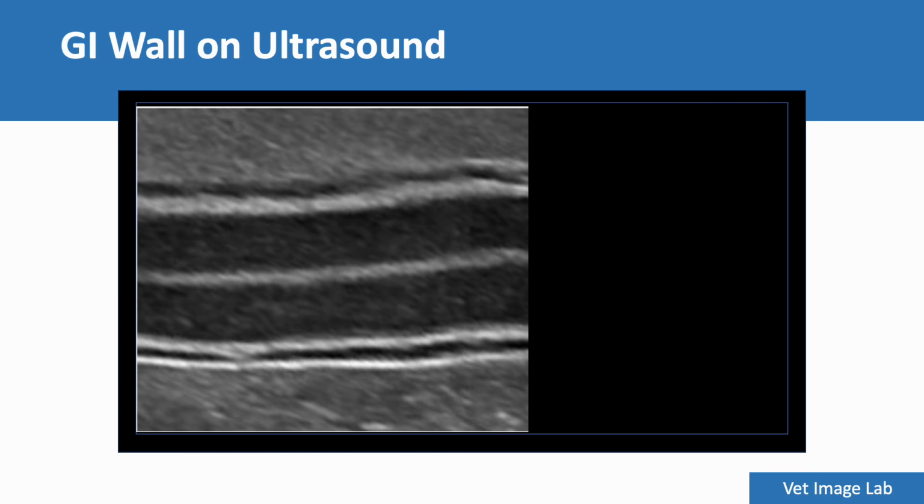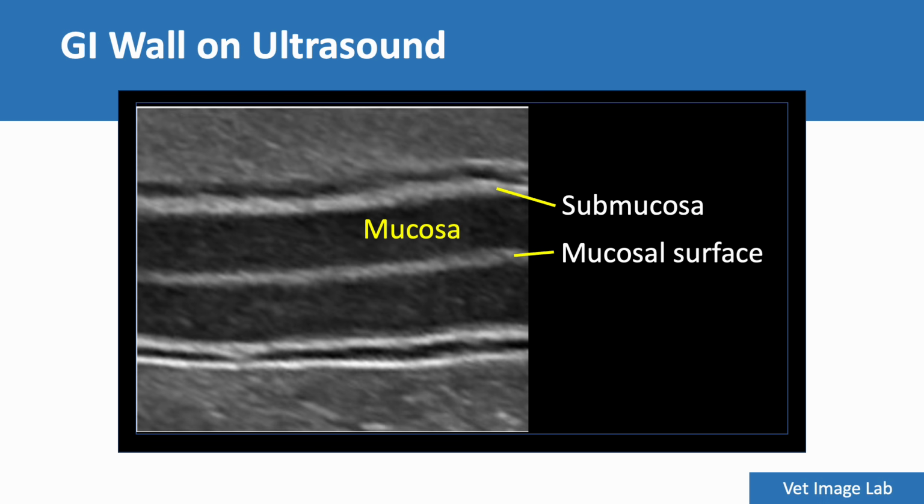To understand the typical ultrasound patterns of the intussusception, let's briefly review the normal sonographic layers of the small intestinal wall. From the lumen outward, the first hyperechoic line is the mucosal surface. Just outside that, the hypoechoic layer is the mucosa. The next hyperechoic layer is the submucosa. Then, the hypoechoic layer represents the muscularis propria. And finally, the outer hyperechoic line is the serosa.